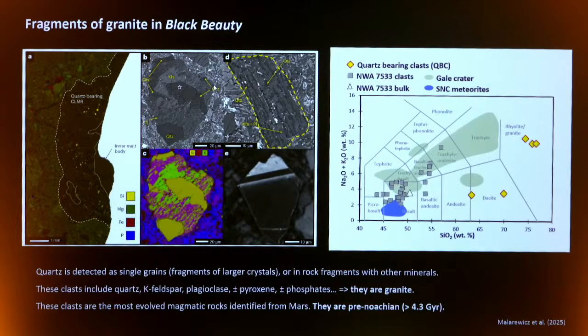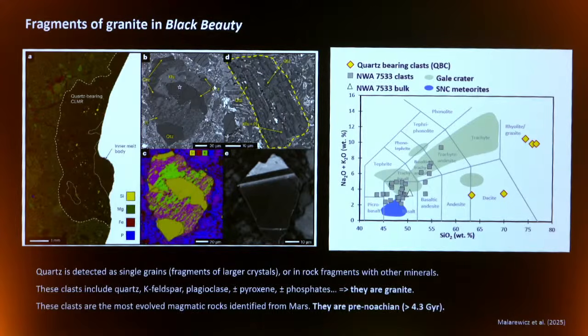So what is interesting is that in this meteorite, quartz can be detected as single grains, like the figure here. You have a fragment of a larger crystal of quartz, but it is also often found within fragments, within clasts, with other minerals. And these clasts include the quartz. They can include, as you see in the middle, with a chemical composition map, K-feldspar, plagioclase, ferromagnesian mineral, which is in general pyroxene, and phosphates. And this is typically the mineral assemblage of a granite.